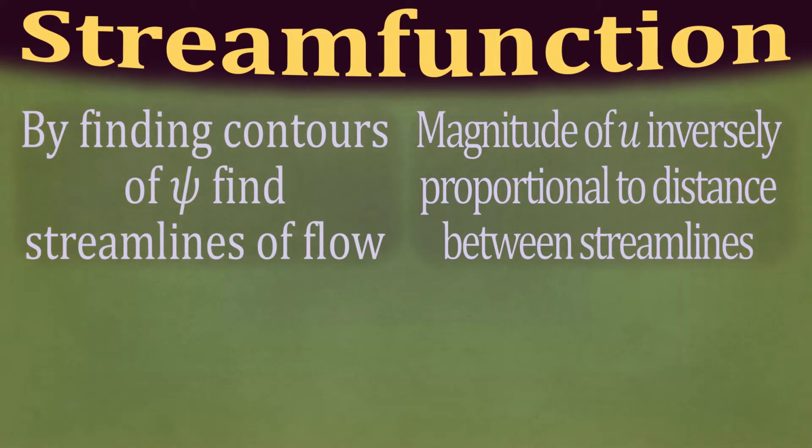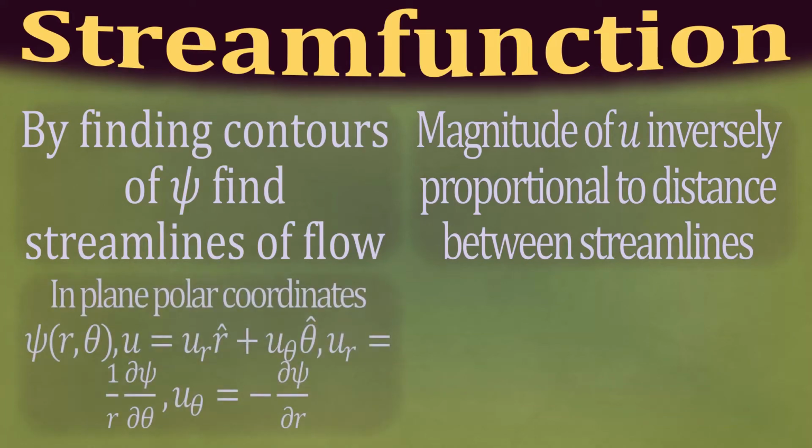And notice that in plane polar coordinates, the velocity u is given by u = u_r r hat + u_theta theta hat, where u_r is equal to 1 over r times the partial derivative of psi with respect to theta, and u_theta is equal to minus the partial derivative of psi with respect to r.